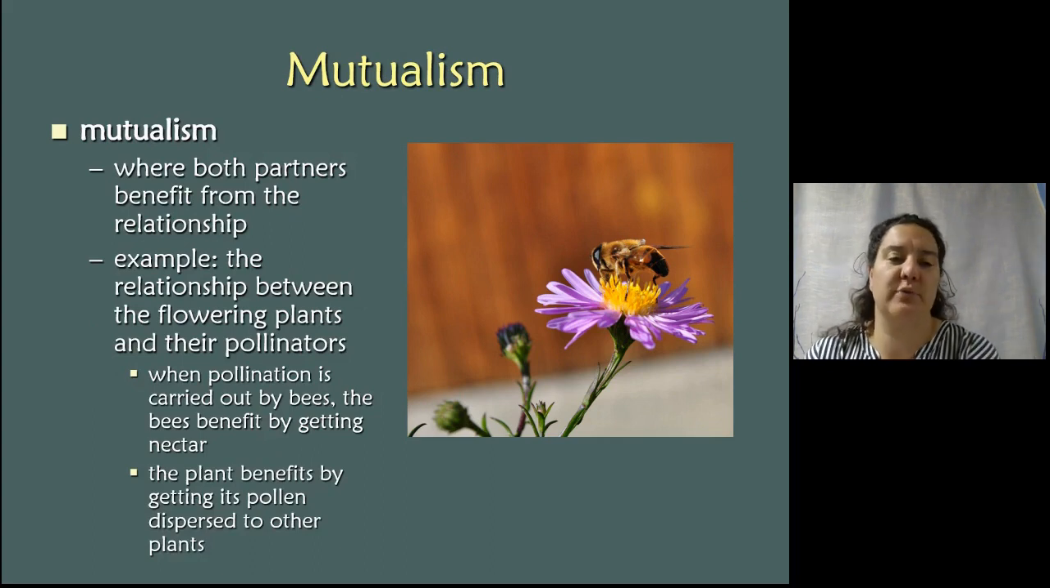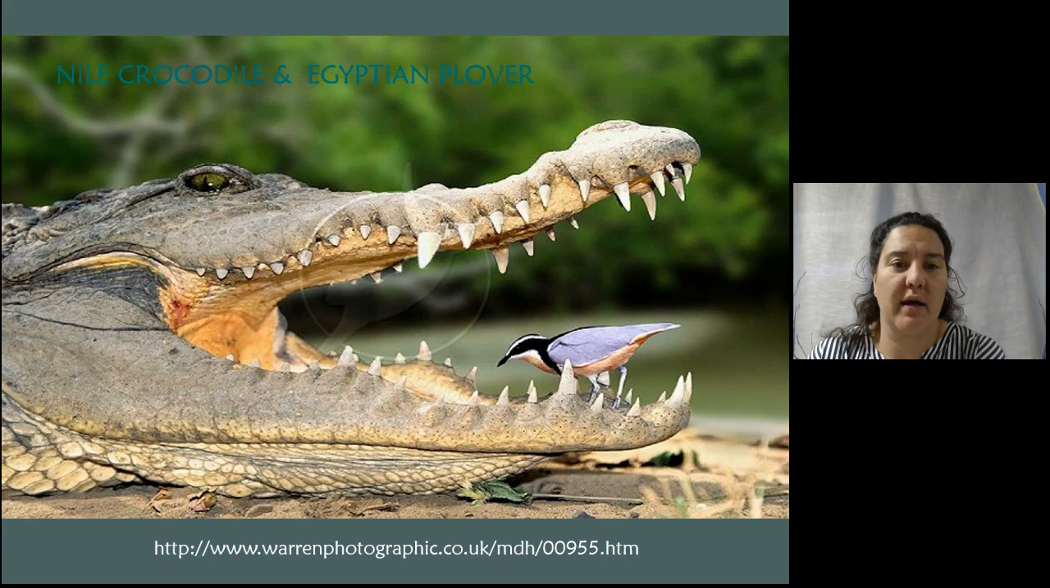So an example of mutualism is where both partners benefit from the relationship, like in the relationship between flowering plants and their pollinators, like bees, butterflies, or birds. So when pollination is carried out, the bees benefit by getting nectar, but the plant benefits by getting its pollen dispersed to other plants, so it's fertilized. In the Nile crocodile and the Egyptian plover, the crocodile benefits because food is cleaned out of its teeth, but the plover benefits because it gets food to eat.